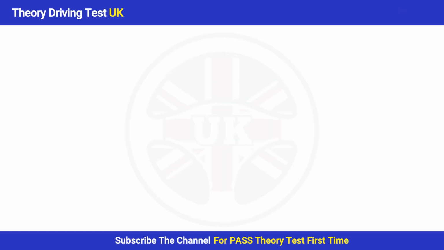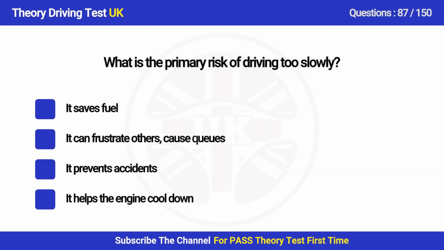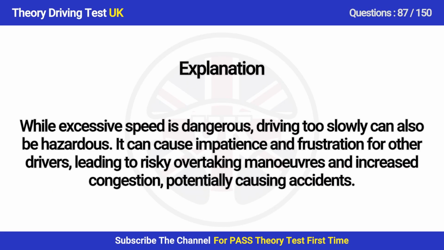You should be prepared to stop and only proceed when it is safe to do so without interfering with other road users. Question 87. What is the primary risk of driving too slowly? A. It saves fuel. B. It can frustrate others, cause queues. C. It prevents accidents. D. It helps the engine cool down. Answer is B. It can frustrate others, cause queues. While excessive speed is dangerous, driving too slowly can also be hazardous. It can cause impatience and frustration for other drivers, leading to risky overtaking maneuvers and increased congestion, potentially causing accidents.